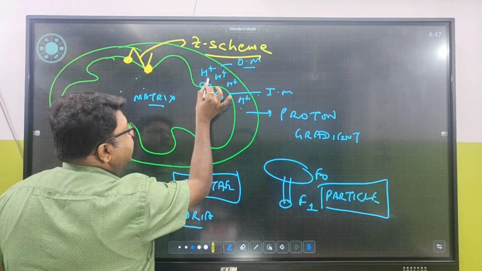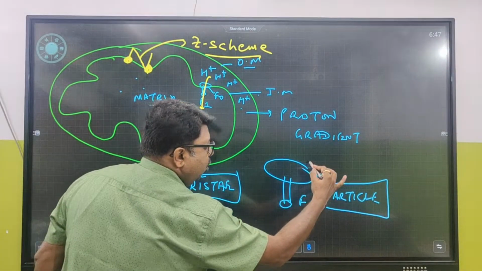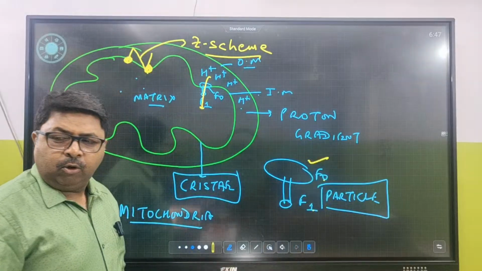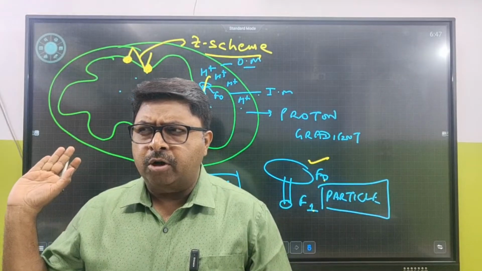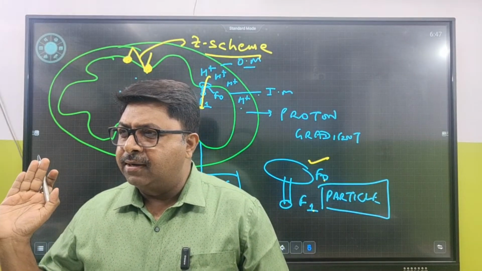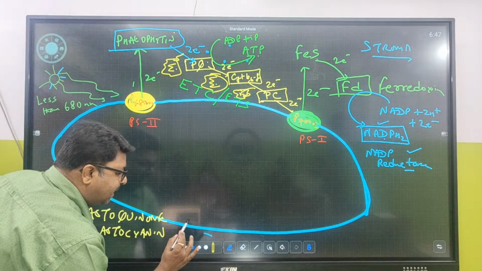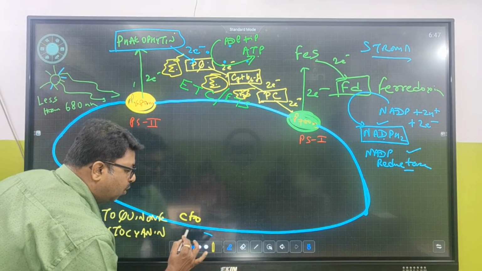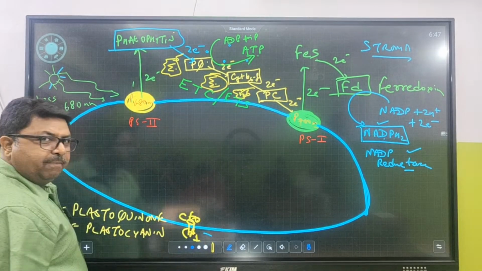So this H plus ion can only get inside the matrix through this opening. And what is this opening called? F0F1 particle. We are talking about mitochondria now. What happens in chloroplast? The same thing happens, but there we will call the opening CF0 and CF1.